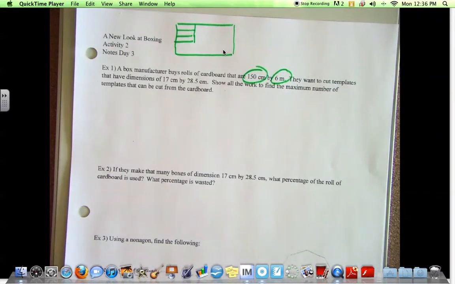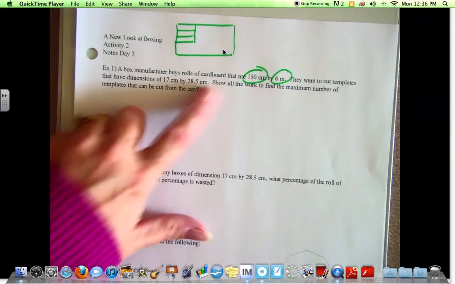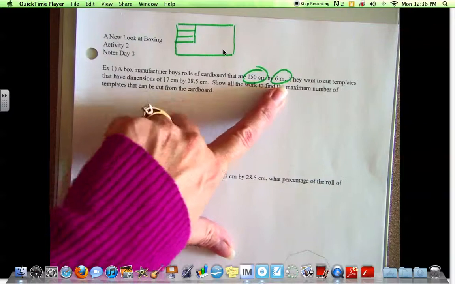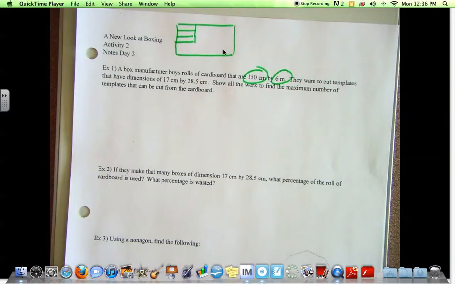And the smaller ones that we're cutting from it have what dimensions? Right, 17 by 28.5. What are our units? Are all of them given to you in centimeters? So we have 3 of them that are given to us in centimeters and the other one's given to us in meters. What should we do about that? Should we leave it in meters? No. What should we do? Change it to centimeters. How many centimeters are in 6 meters? 600.